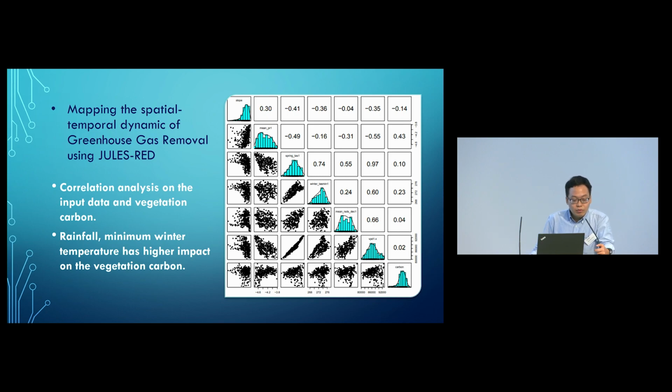So we did some correlation analysis on the input data and the vegetation carbon, which is our simulated result. And it shows that rainfall and the minimum winter temperature have the higher impact on the vegetation carbon accumulation.